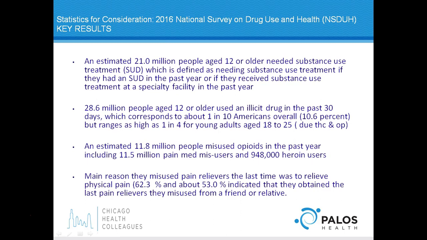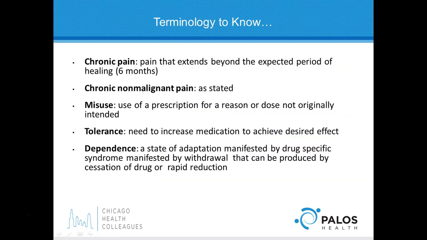The main reason they have used these is to relieve physical pain. Although the most common place people obtain their narcotics is from a friend or a relative. And subsequently, these were initially prescribed by a physician, so we must always be aware of whom we're prescribing these to. Now, let's do a little bit of terminology.